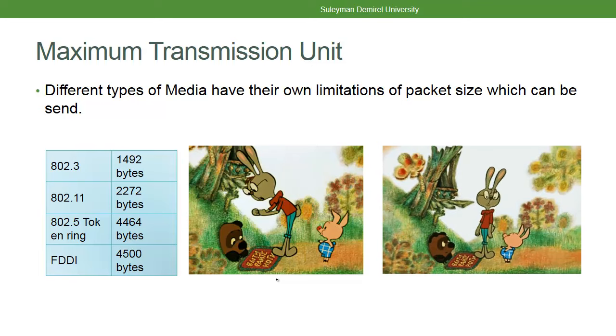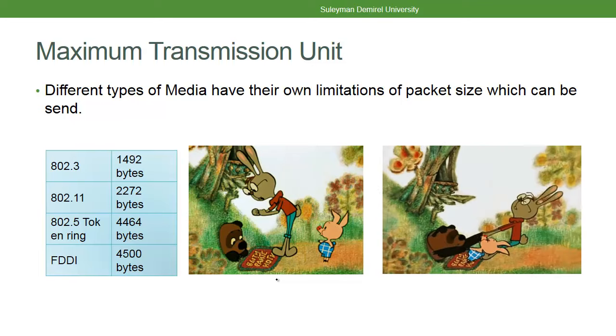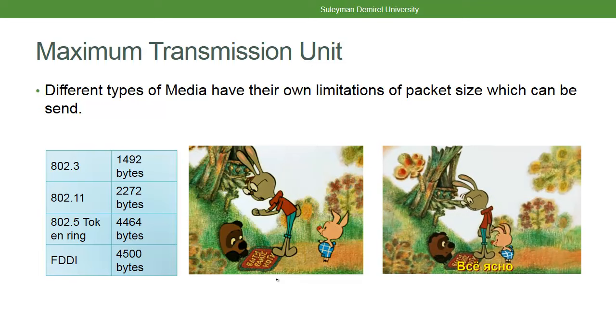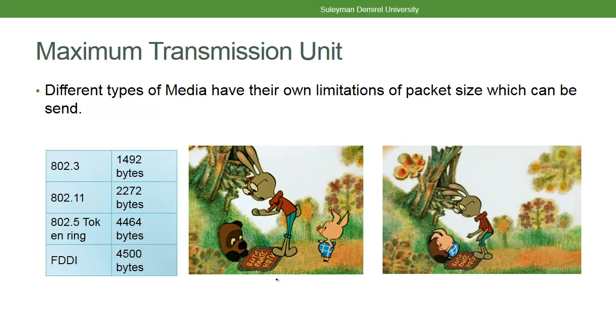Sometimes it can happen when you work with different types of media, and each media has its own limits with the size, the maximum size of the packets. Sometimes there can be a situation where the packet has to pass from the maximum transmission unit of one media, which is higher, to the maximum transmission unit of another media, which has the lower value.